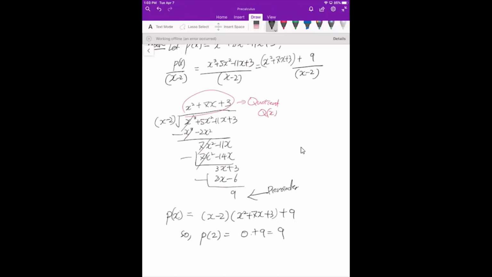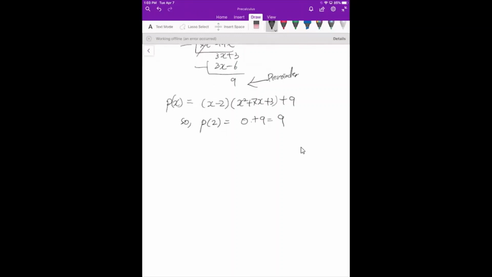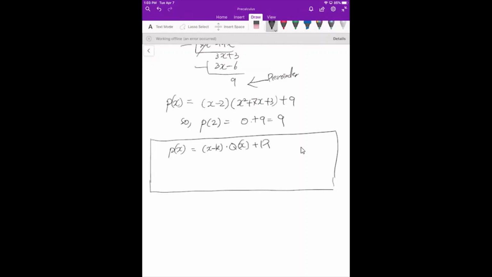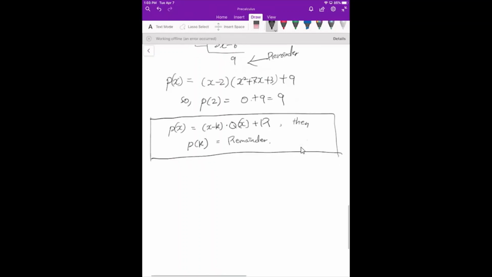Basically this whole observation can be generalized with general terms. So what you can say, making a conclusion, is that when a polynomial P(x) is divided by x minus k, so it's your divisor times your quotient, and then you have a remainder, then when you plug k instead of x, you have your remainder. That is the remainder theorem.